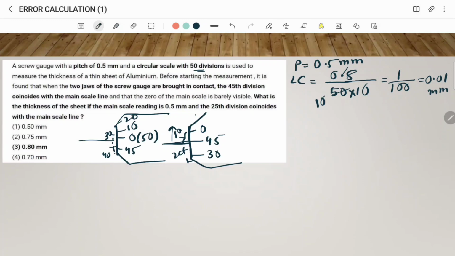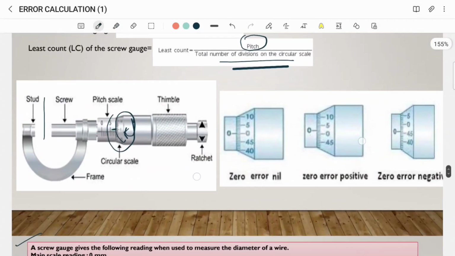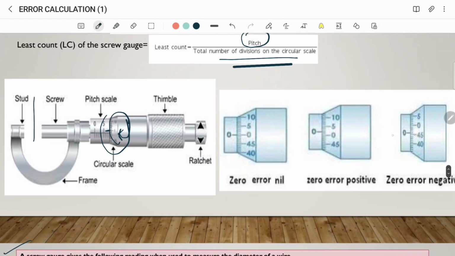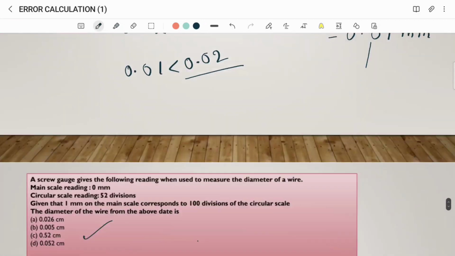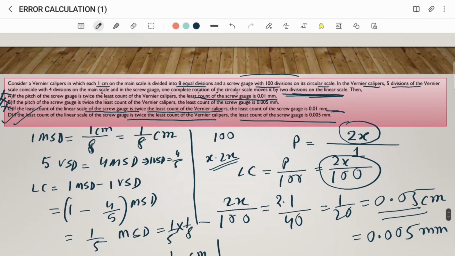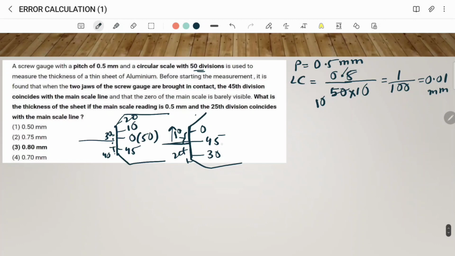If you remember, I taught you in the previous slides. Let me show you here. If our 0 is ahead of our linear scale 0, then this error is a negative error because we are taking a measurement that is lesser than our original value, and we have to add this error to our measured value to get the original value. So in our question, we have to add this much.